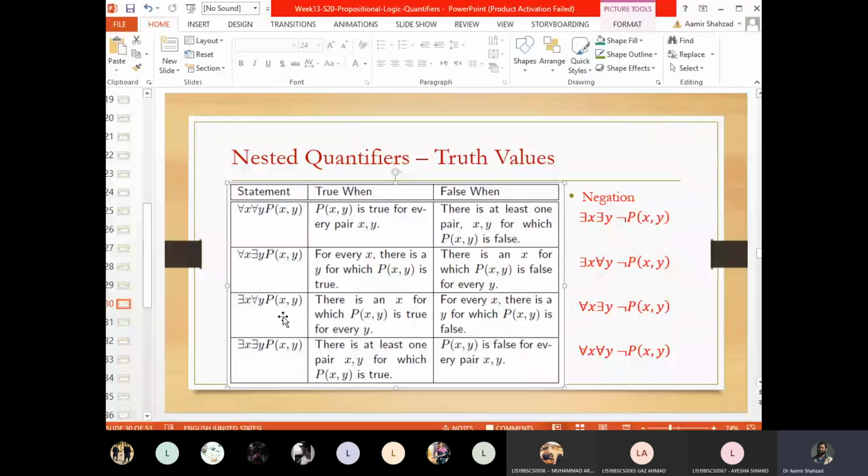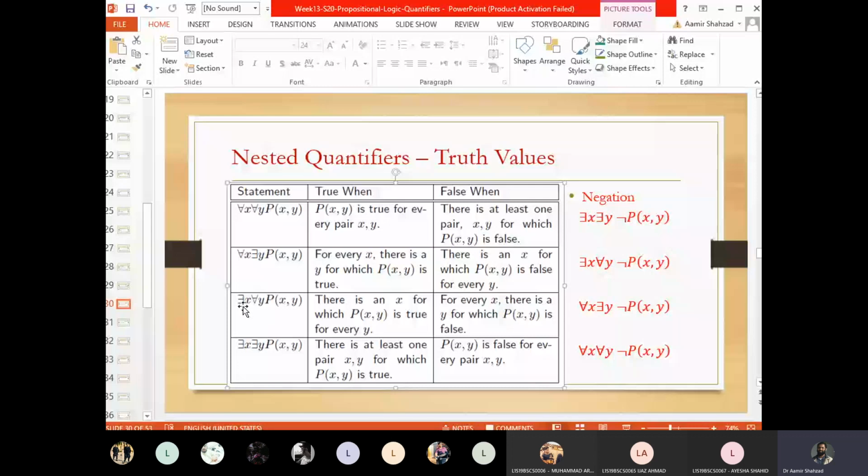ये फॉल्स कब होगा? If for all x you can find at least one y for which p of xy does not hold. For every x there is a y for which p of xy is false. For all x there is a y p of xy does not hold. So this is just opposite to this statement.